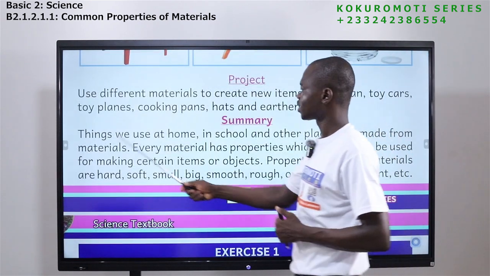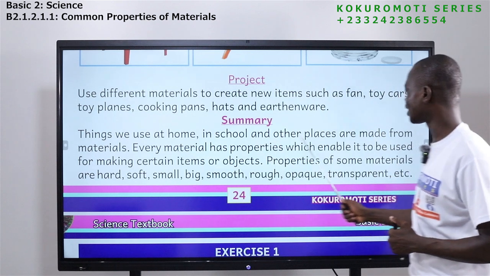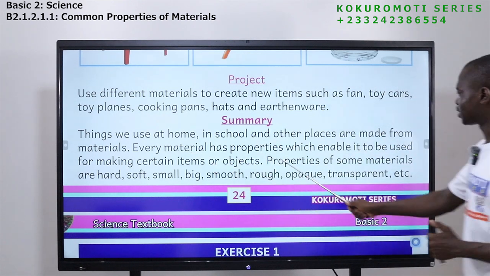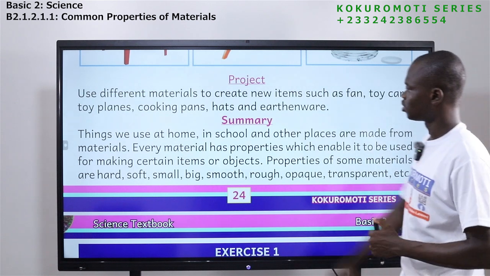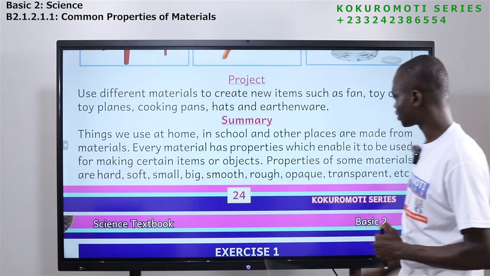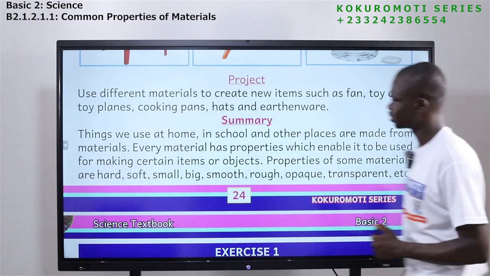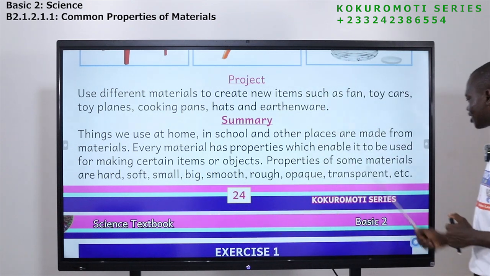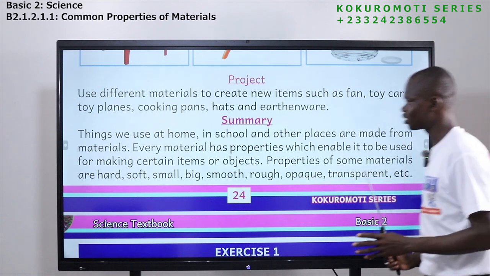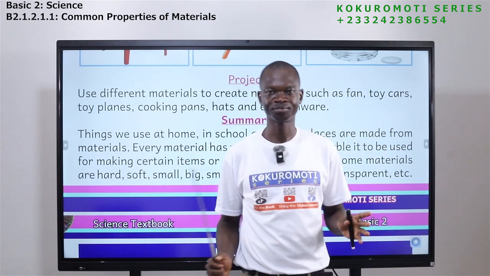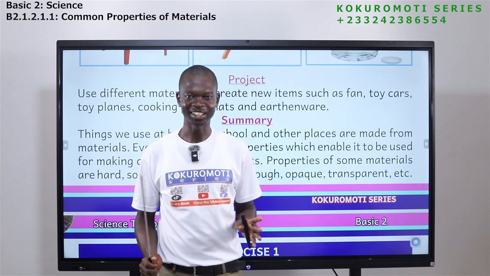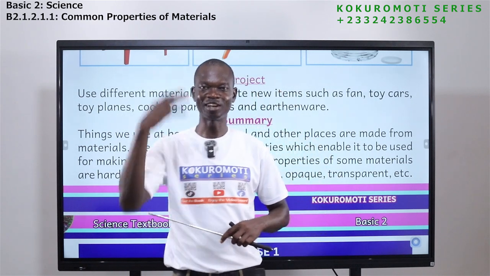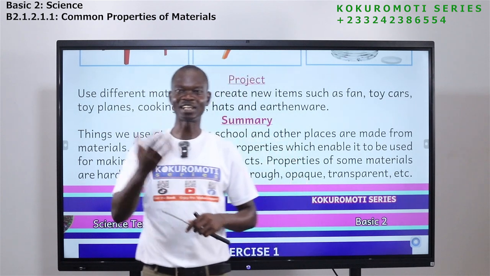Now let's come to the summary. Things we use at home, in school, and other places are made from materials. Every material has properties which enable it to be used for making certain items or objects. Properties of some materials are hard, soft, small, big, smooth, rough, opaque, transparent, and the rest. So this is what we have learned today. What have you also learned? Let me know. You have learned about materials. Okay, give examples of materials.